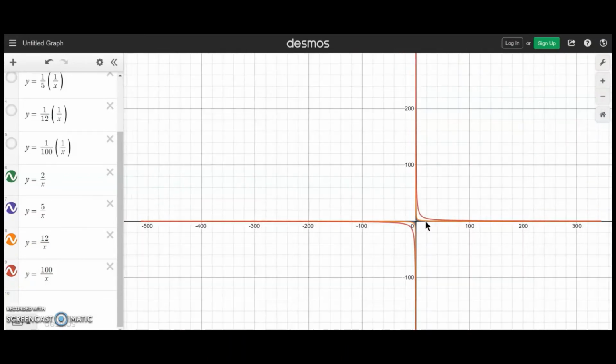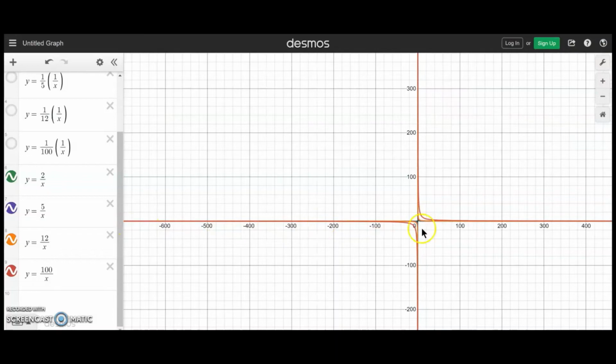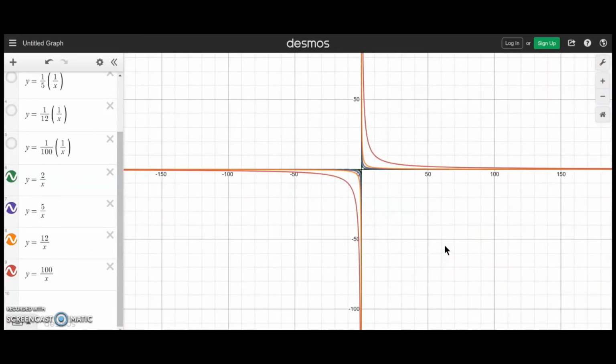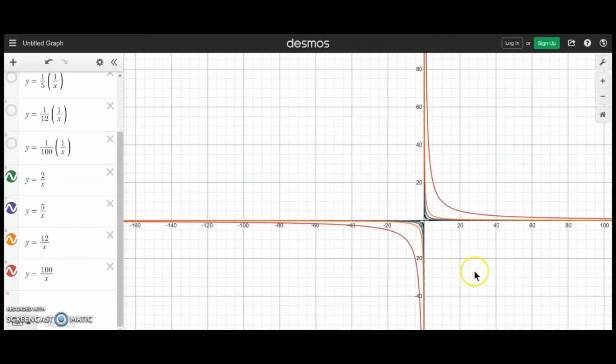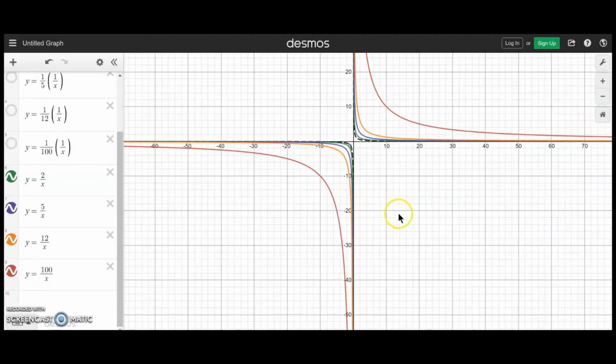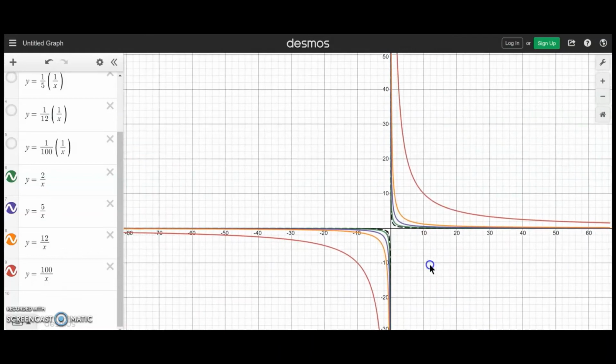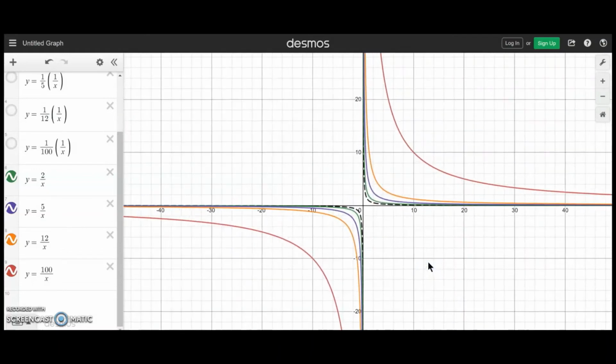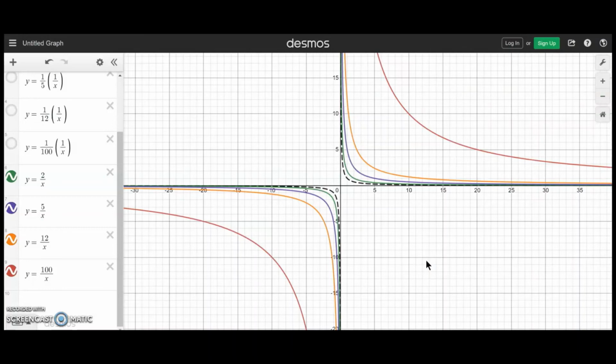Now, as we zoom out, you can see out here, they all look the same. You can't differentiate the color. But as you zoom in to get closer to the asymptote, you can see what's happening is that the curve is just getting more or less prominent depending on the value that we're multiplying by. Okay, so that's what it means by a vertical or horizontal compression.